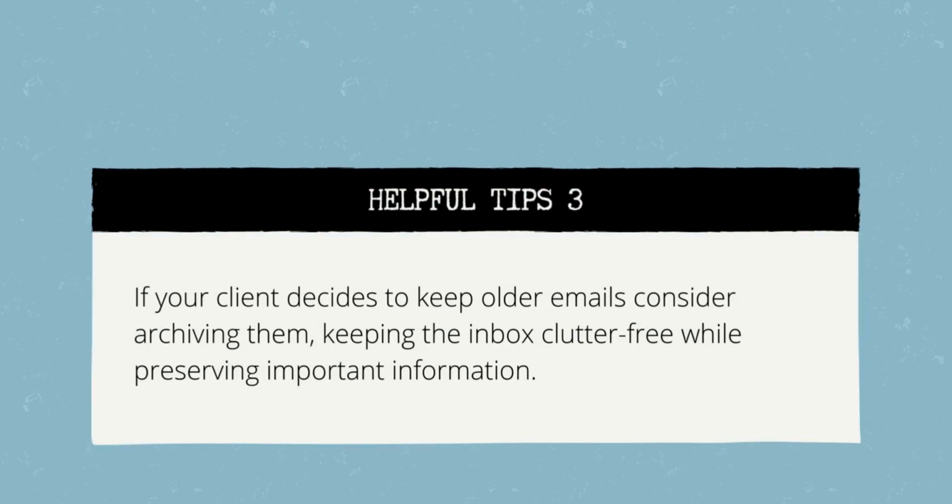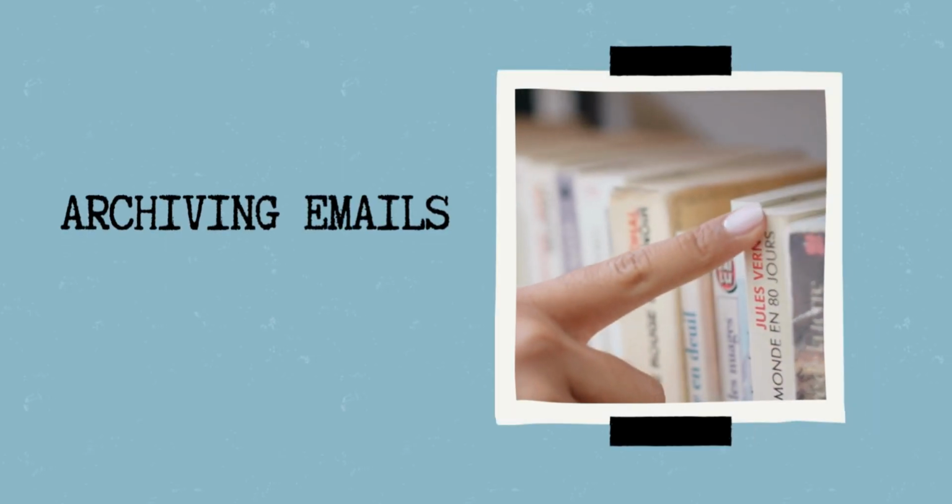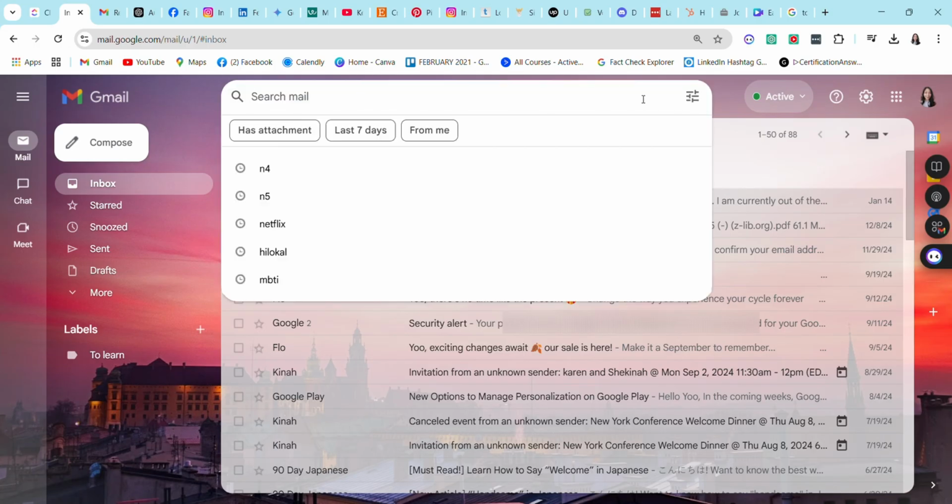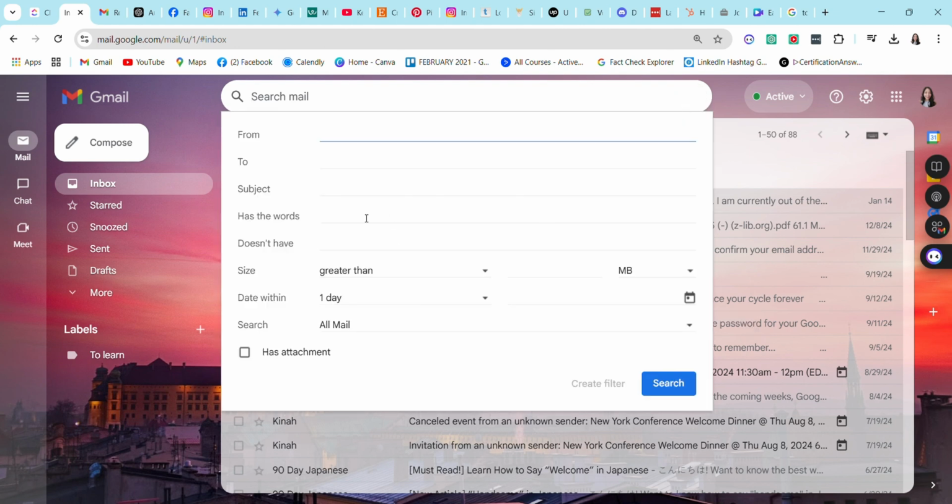Lastly, if your client decides to keep older emails, consider archiving them, keeping the inbox clutter-free while preserving important information. Let's say your client doesn't want you to delete emails older than 6 months. You can choose to archive them by doing this. In the Has the words section, type older than 6 months.